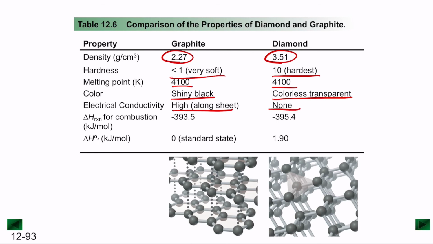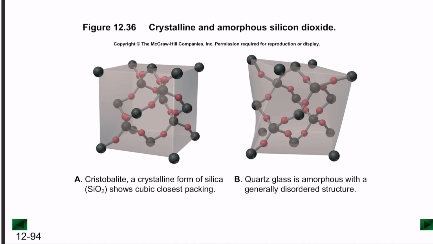The delta H of combustion is minus 393.5 for graphite. For diamond, it's about minus 395.4. The enthalpy of formation for graphite is 0. The enthalpy of formation for diamond is 1.90 kilojoules per mole.